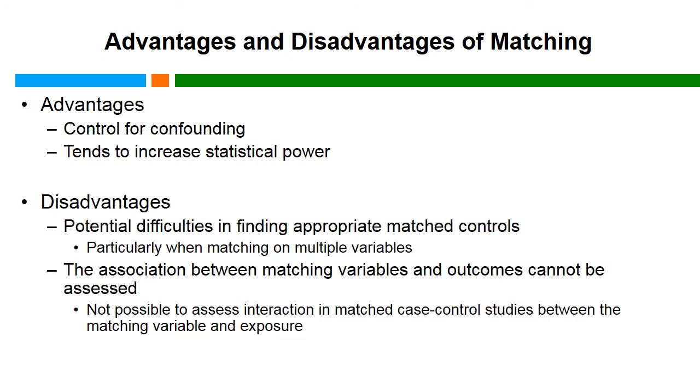So this might be okay, and in fact it's preferred when you want to make sure that you don't have any confounding due to your matched variables. However, keep in mind you're not going to be able to assess any interaction in a matched case control study between any variable that you've matched on and the exposure of interest.